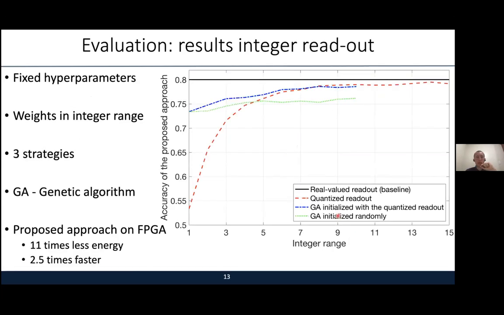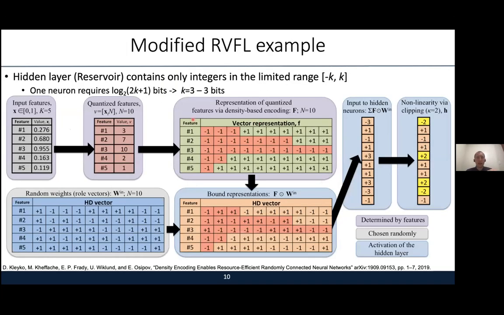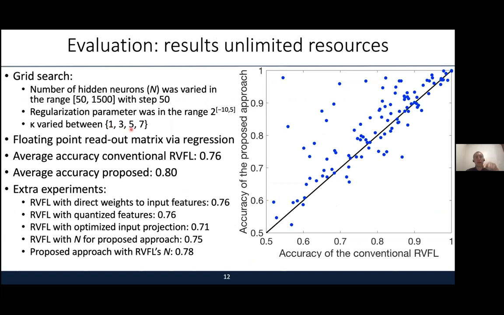Because essentially, if we look at this part, this is actually the activation of the hidden layer. So we have only plus and minus ones as role vectors, stored in the WIN matrix. We have only plus and minus ones as the activations which come from the features. So the bound representations are also only plus and minus ones. And then the activations of the hidden layer are integers within a fixed range. And this range wasn't large. I think we ended up using values of kappa which were either 1, 3, 5, or 7. So when kappa is set to 7, 4 bits is enough to represent a single neuron.